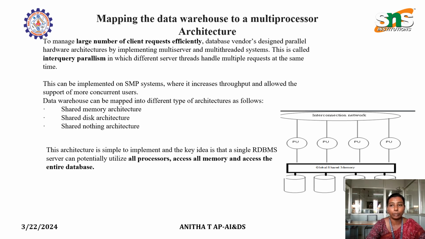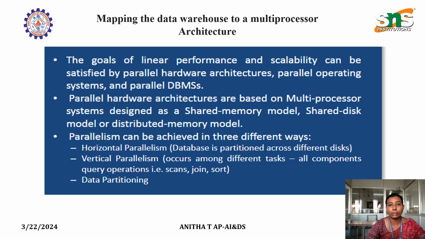This architecture is simple to implement, and the key idea is that a single RDBMS server can potentially utilize all processors, access all memory, and access the entire database. And next, mapping the data warehouse to the multiprocessor architecture. The goals of linear performance and scalability can be satisfied by parallel hardware architecture, parallel operating systems, and parallel DBMS. The parallel hardware architectures are based on multiprocessor systems designed as a shared memory model, shared disk model, or distributed memory model. Parallelism can be achieved in three different ways: horizontal parallelism, vertical parallelism, and data partitioning.